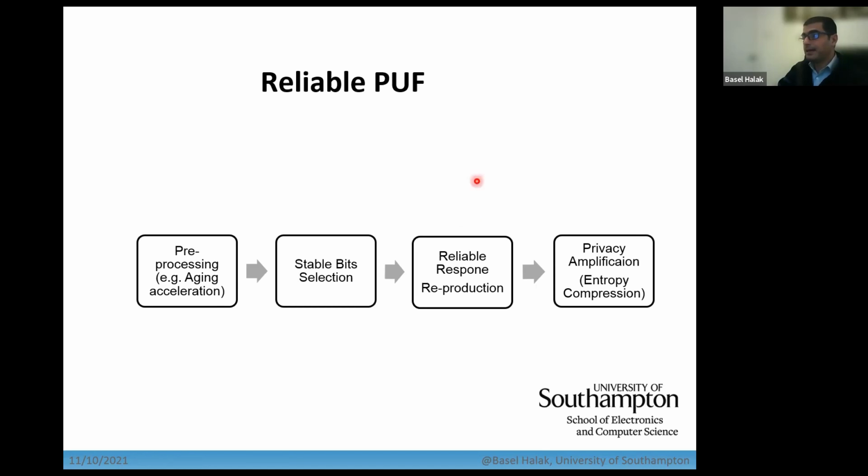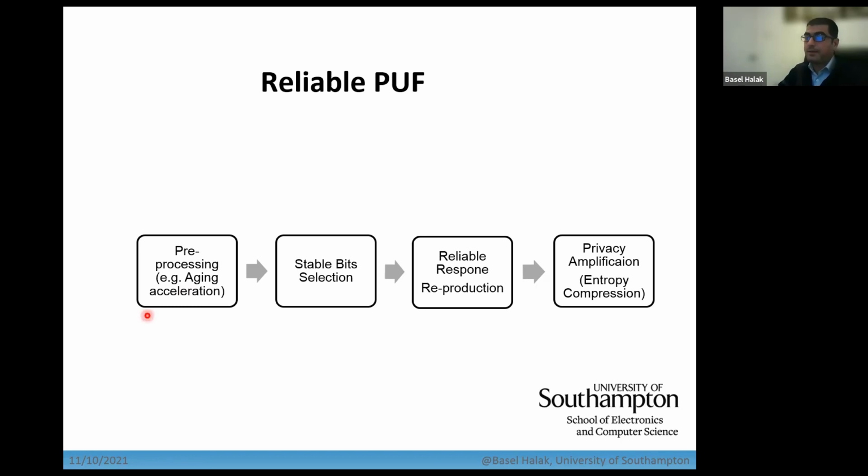And this is the procedure you need to basically implement, or you can implement. So after the chip is fabricated, you can apply some pre-processing steps. Before you deploy the chip, you can implement, for example, aging acceleration. So if the PUF is affected by aging, you can accelerate the aging process.